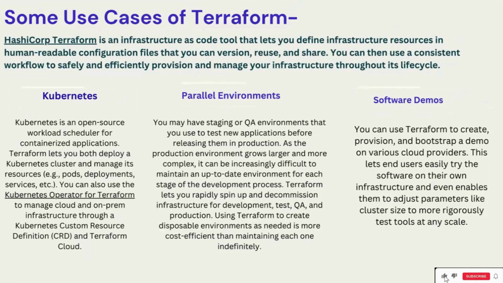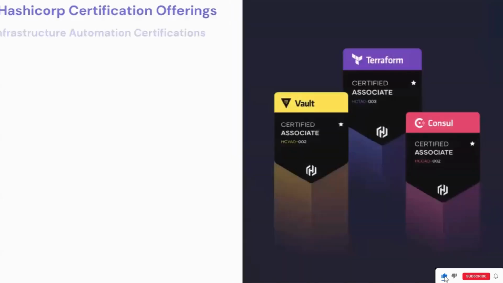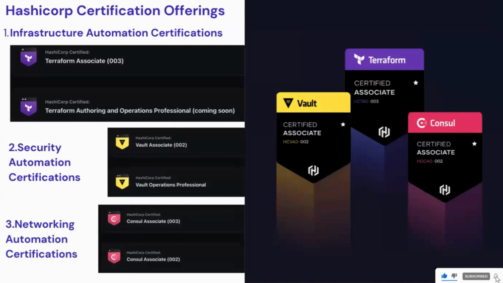You can also use the Kubernetes operator for Terraform to manage cloud and on-premise infrastructure through a Kubernetes custom resource definition, CRD, and Terraform Cloud, right? So this is what it's all about. You can also do UAT kind of testing and deploy for software demos, QA, and parallel environments. So Terraform is very efficient, guys, and in this course I'm focusing on the very theoretical part, right?